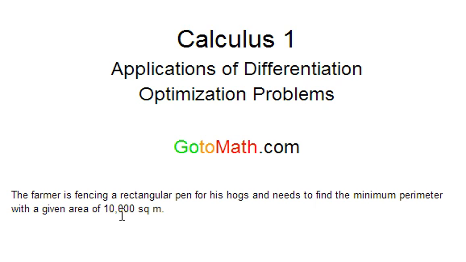The farmer is fencing a rectangular pen for his hogs and needs to find the minimum perimeter with a given area of 10,000 square meters. Yeah, this is a really interesting problem here. There's a lot going on, a lot of hidden stuff going on. Let's see if you can figure it out.